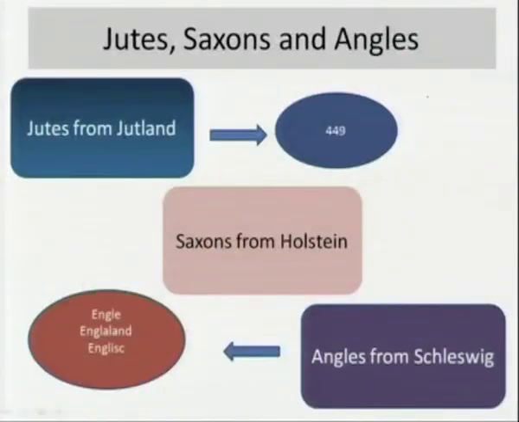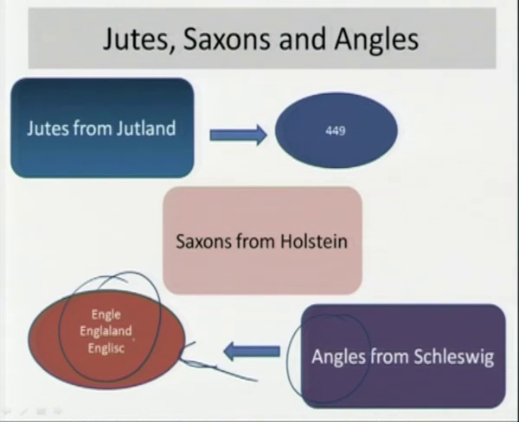These tribes are known as the Angles, the Saxons and the Jutes. Now, these are the places where they came from. The Jutes came from Jutland, Saxons from Holstein, Angles from Schleswig, and finally, if you look at the slide, the name English comes from the name of one of the tribes, the Angles. From Angles we have the name Englaland, Engle, and finally English. So, these were the older spellings, and finally, we had the term English.